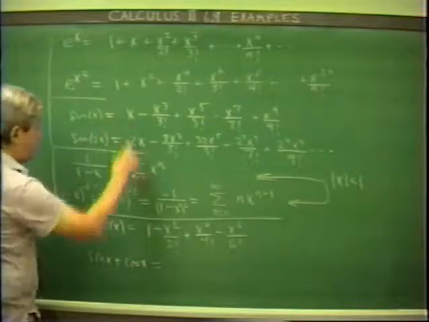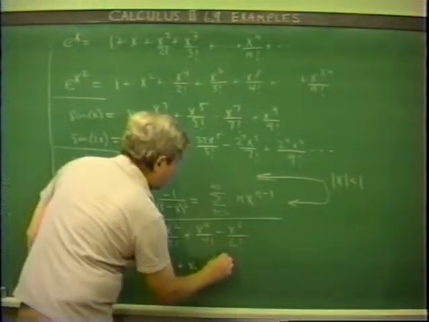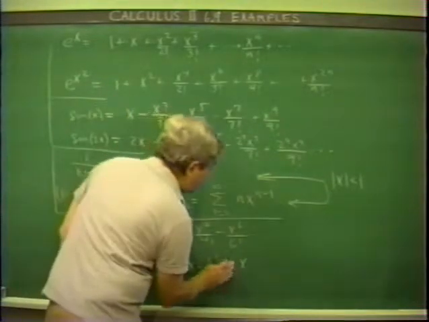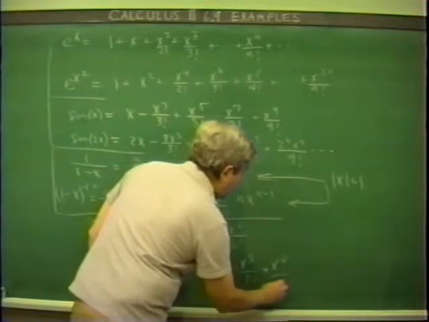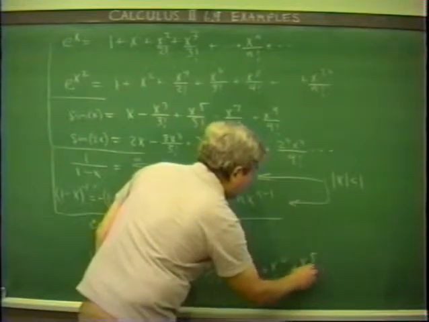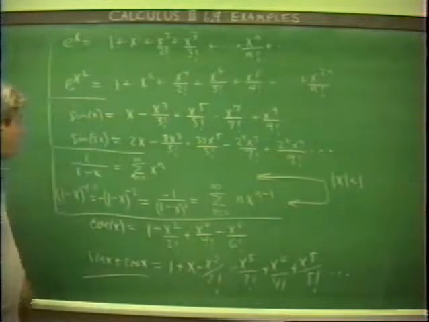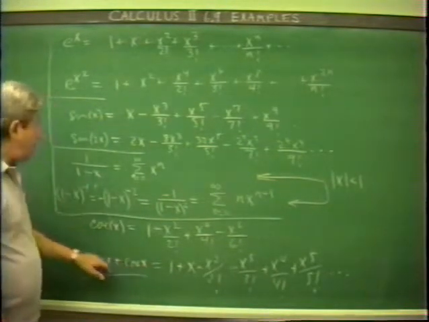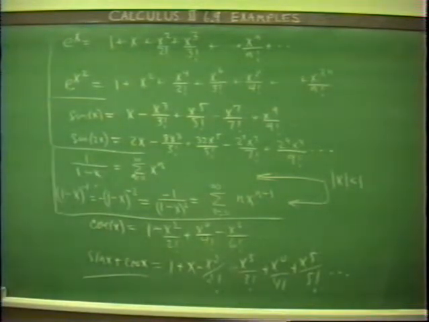So if we wanted to know the power series for sine x plus cosine x, it's going to be equal to 1 plus x minus x squared over 2 factorial plus x minus x cubed over 3 factorial plus x to the 4th over 4 factorial plus x to the 5th over 5 factorial, and so forth here. So the sum of the two has, for the power series, this is also the Taylor series, the sum of the two power series.